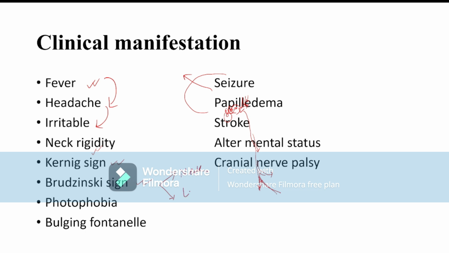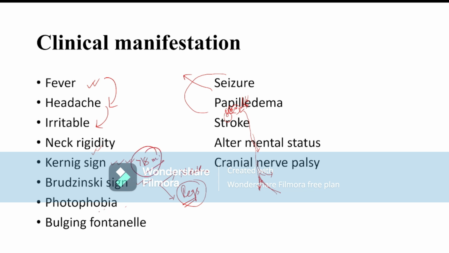And what is Brudzinski leg sign? If we try to flex one leg, then the other leg is involuntarily flexed by the nerve irritability. And that is called Brudzinski leg sign. This Brudzinski leg sign, neck sign, and Kernig sign is present after 18 months of age. This is also an MCQ.